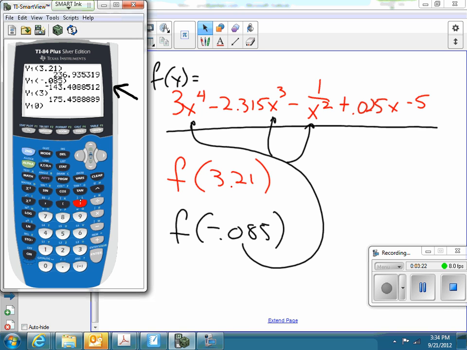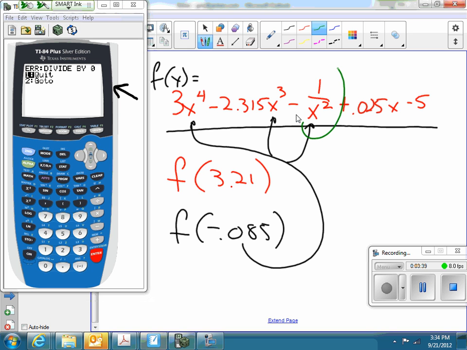Do you have any idea what's going to happen? Let's make it for 0. Parentheses, 0, close parentheses. What's going to happen is it gives me an error, because this part of my polynomial would be undefined. But I just threw that in so that you would know that it actually works.